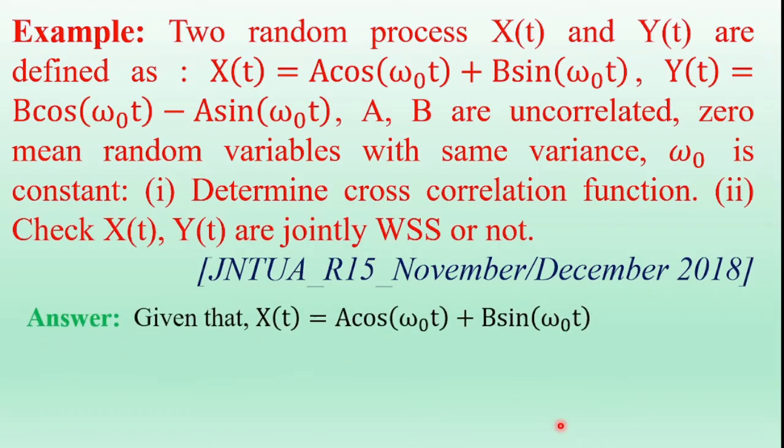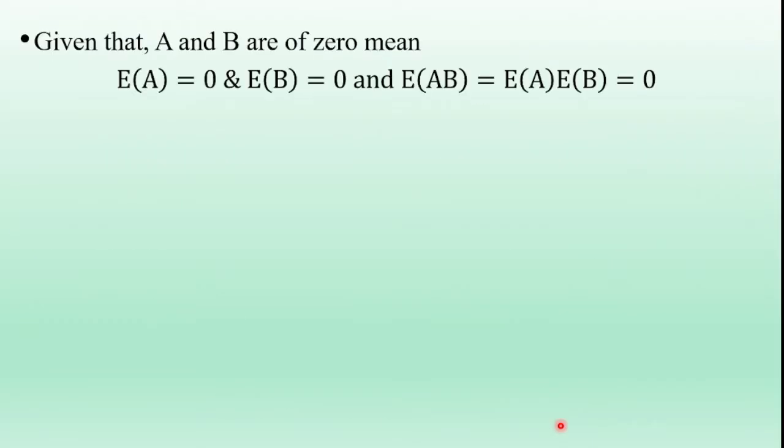Coming to the solution, given that the two random processes are x of t equals A cos omega naught t plus B sin omega naught t, and the second random process y of t equals B cos omega naught t minus A sin omega naught t. So here omega naught is a constant value, capital A and capital B are uncorrelated random variables, and also given that the random variables A and B have zero mean and the same variance. So that means expectation of A is equal to 0 and expectation of B is equal to 0.